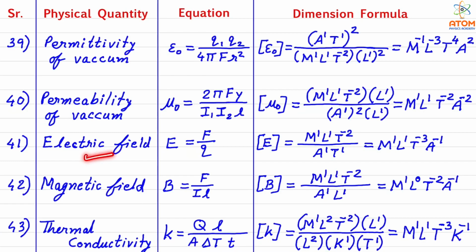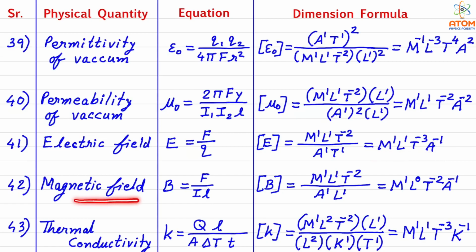Now electric field. Electric field is having equation E is equal to F upon Q. Force per unit charge is electric field. So it is F, that is force, and Q, that is charge. For force, the dimension formula is M1 L1 T minus 2. For charge, it is A1 T1. So you will get M1 L1 T minus 3 A minus 1.